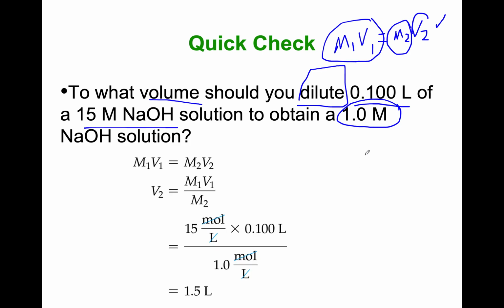Substitute it in, you can see volume 2 equals 1.5 liters. So you take very little, 0.1 liters or 100 mL of this concentrated stock, and you dilute it to 1.5 liters. That's a lot of solvent that we're adding, but you can see that changes the concentration from 15 to 1.